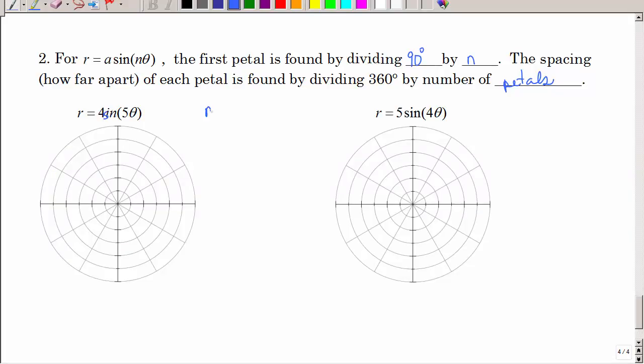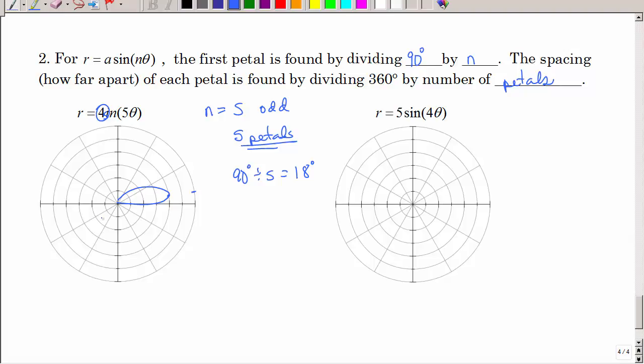Alright, so let's see. N is 5, so that's odd. So that means there's 5 petals. Okay, we know they're 4 big, but where do we start? We take 90 degrees and divide by 5. So the first petal is at 18 degrees. So we're going to call it about right there. We're going to go out 1, 2, 3, 4.